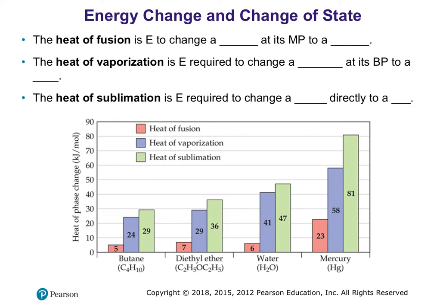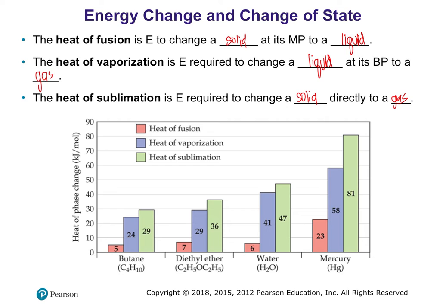We have these different thermodynamic values that tell us the amount of energy it takes to change phase: the heat of fusion, the heat of vaporization, and the heat of sublimation. The heat of fusion is the energy it takes to change a solid at its melting point to a liquid. The heat of vaporization is the energy it takes to change a liquid to a gas at its boiling point. And the heat of sublimation is the energy to go straight from a solid to a gas.